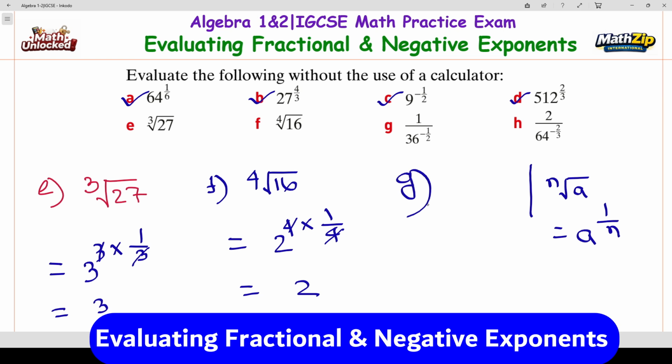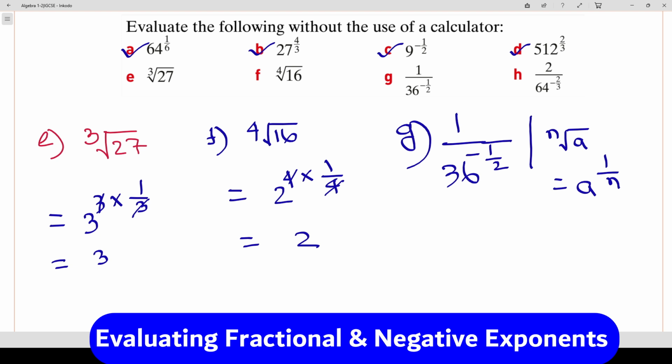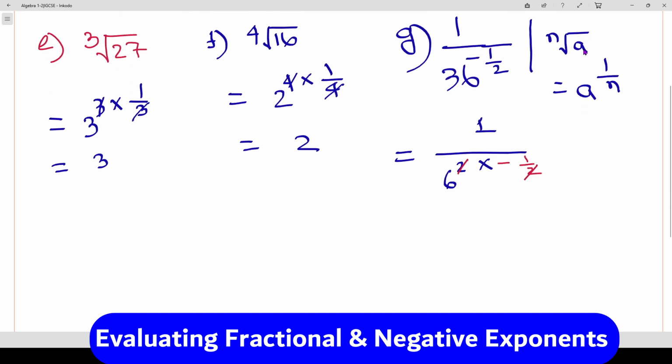Number G, 1 divided by 36 to the power minus 1 by 2. So first we need to simplify this 36. How? In this case, we can write 1 by 2. Again 36, we can write as 6 squared, times minus 1 by 2. So 2 divided by 2 will be 1. It means here is 1 divided by 6 to the power negative 1.